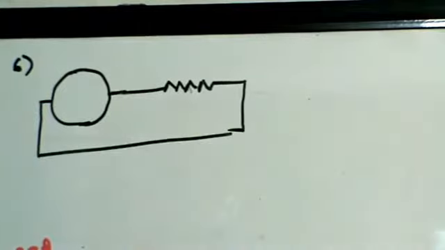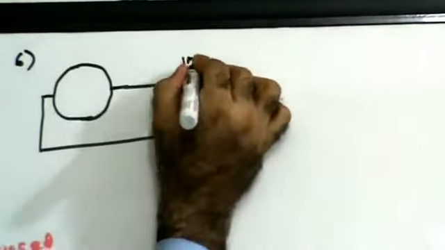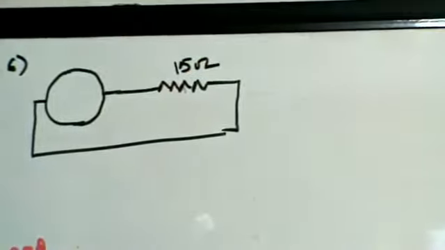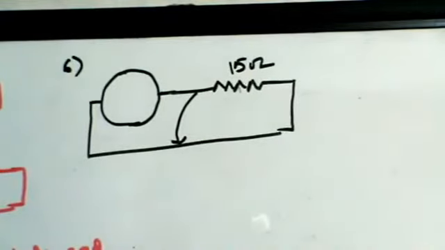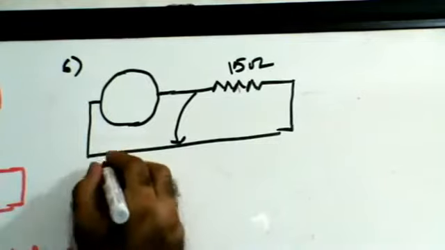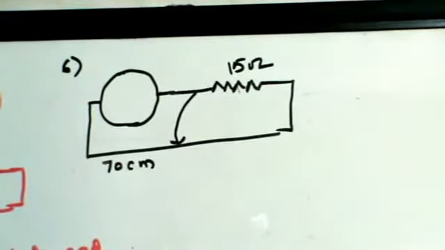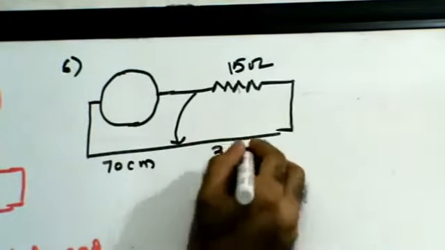A resistance of 15 ohms is connected in the right gap. The null point is obtained at 70 centimeters from the left end. Find the resistance of the wire before bending.